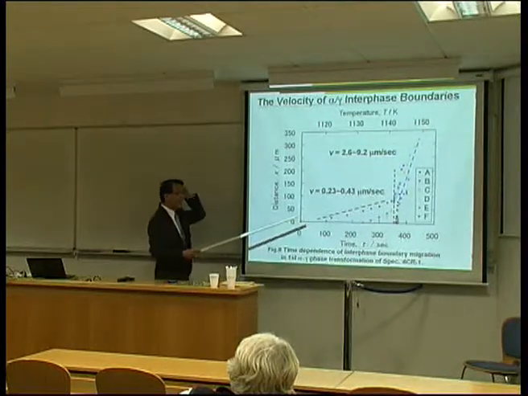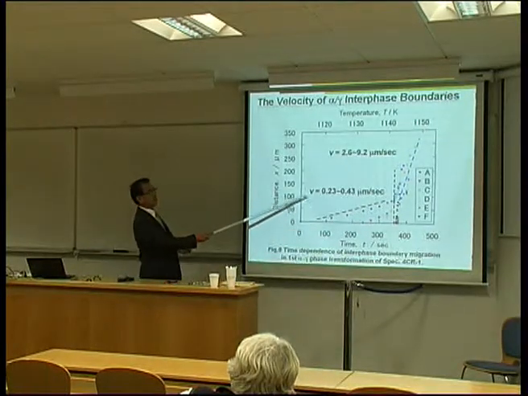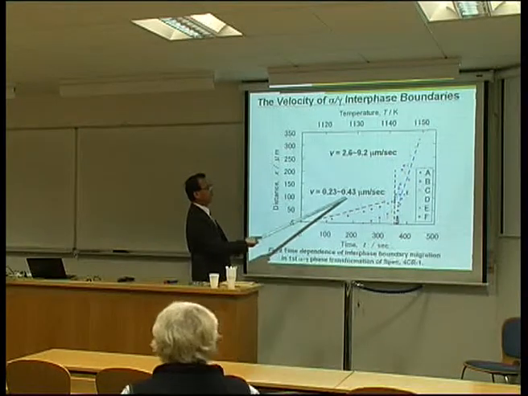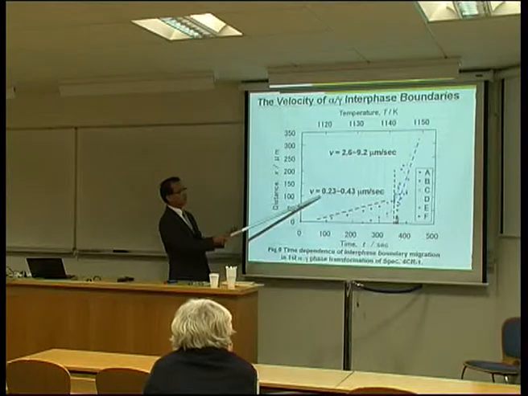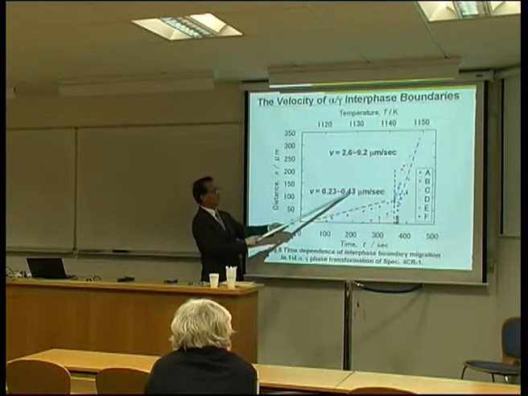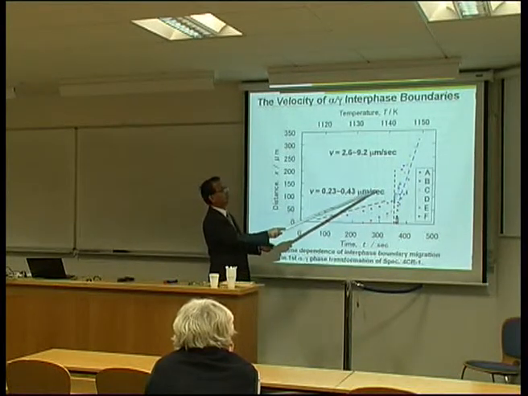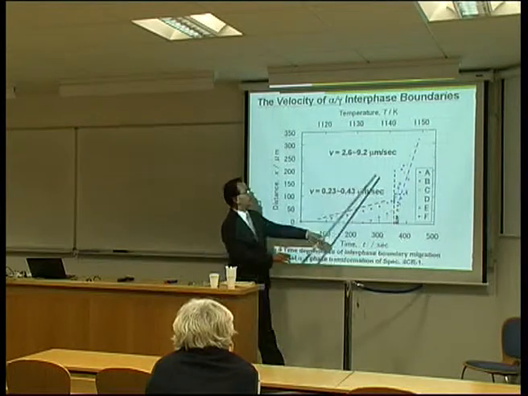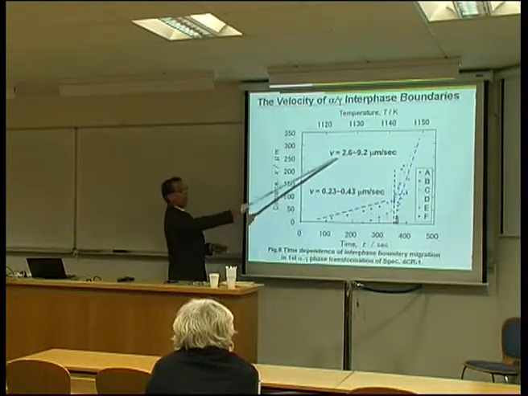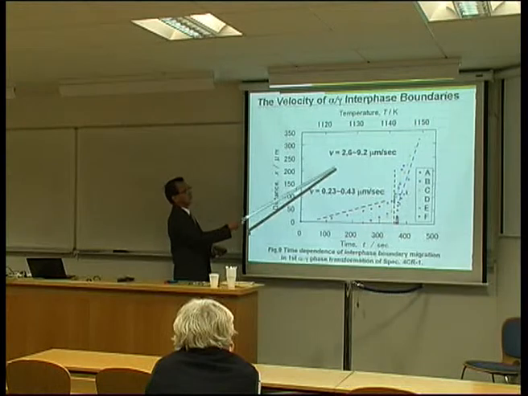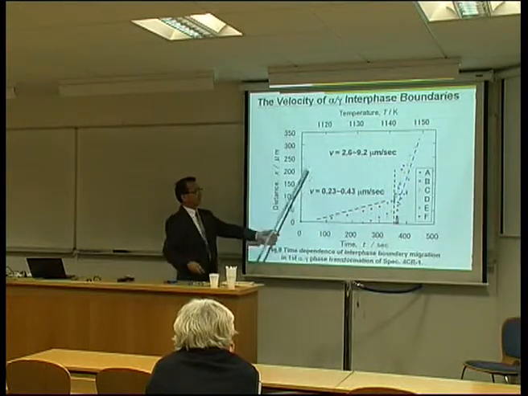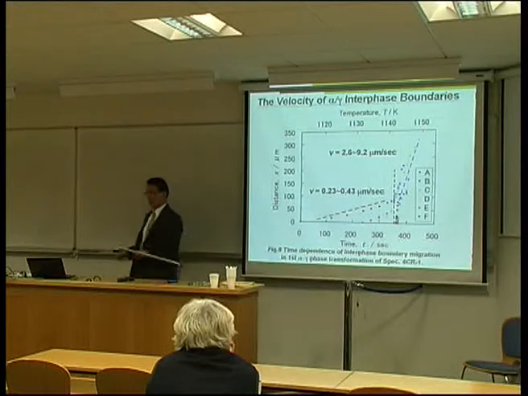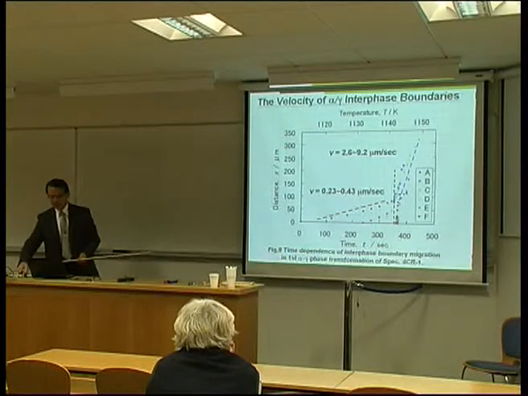And another thing, you can see the actual value of velocity. This is certainly about 0.104 micron per second. But beyond this, it is almost one order higher than the initial stage of the migration. So, like this.